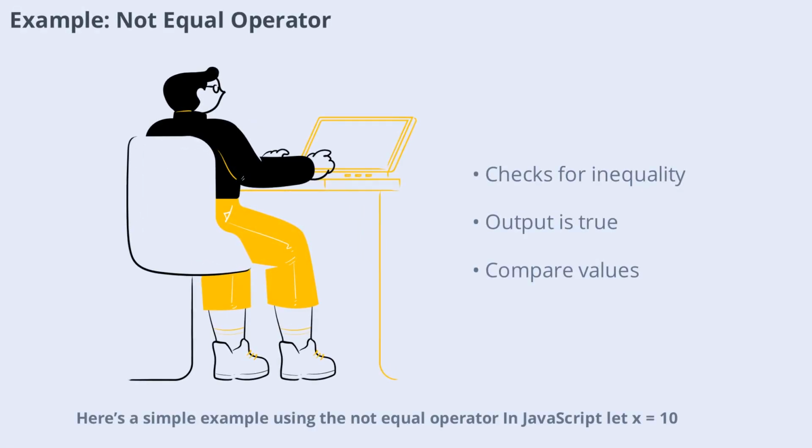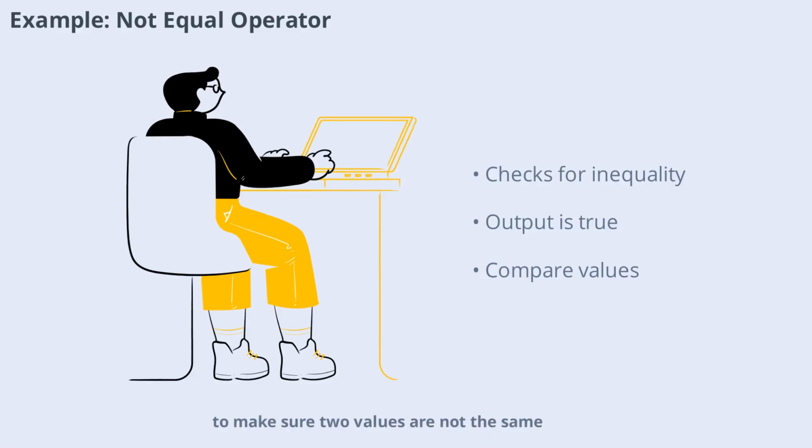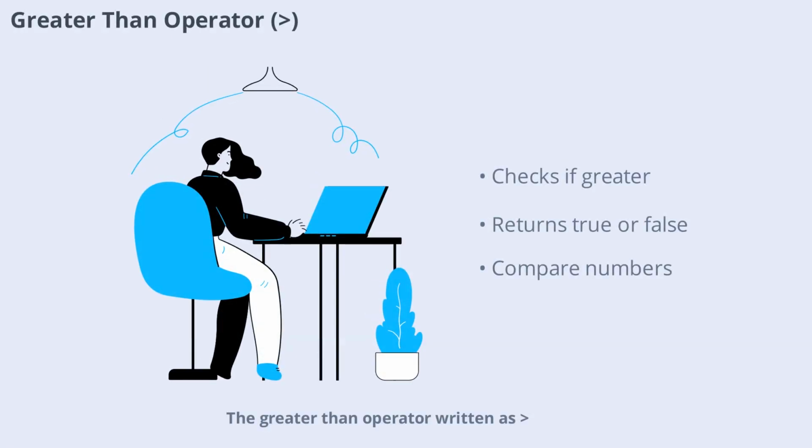Here's a simple example using the not equal operator. In JavaScript, let x = 10, let y = 5, x != y. This checks if x and y are different. Since 10 is not equal to 5, the output is true. You'll use this operator often when you want to make sure two values are not the same, such as checking passwords or comparing data.